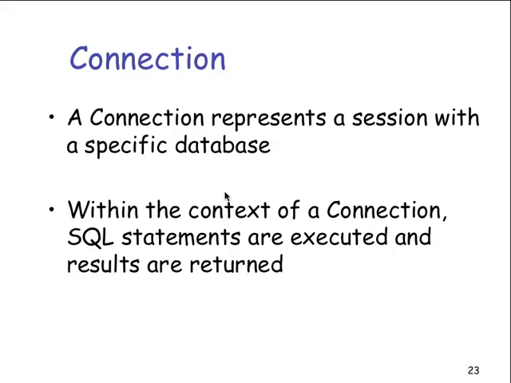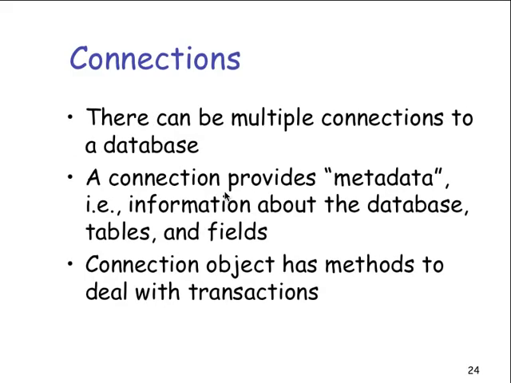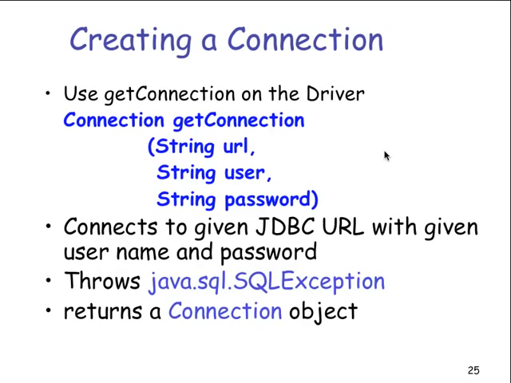So within the context of the connection, the SQL statements are executed and the results are returned. Our connections are building on the concept that there could be multiple connections to a database. Usually there is. The connection provides the metadata, or the information about the database, the tables, the fields, and the connection object has methods to deal with transactions. If you take the EE course, I go into Java transaction authorities and Java transaction concepts that are more of a transaction management concept for distributed computing. And JDBC works with it. There's a transaction manager for the driver that will communicate with other transaction managers to make that happen.